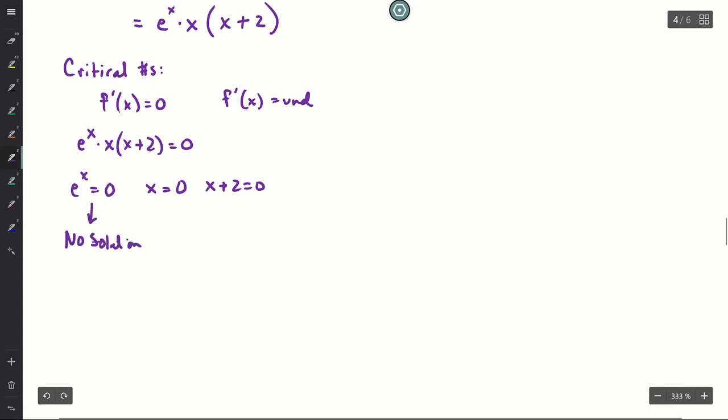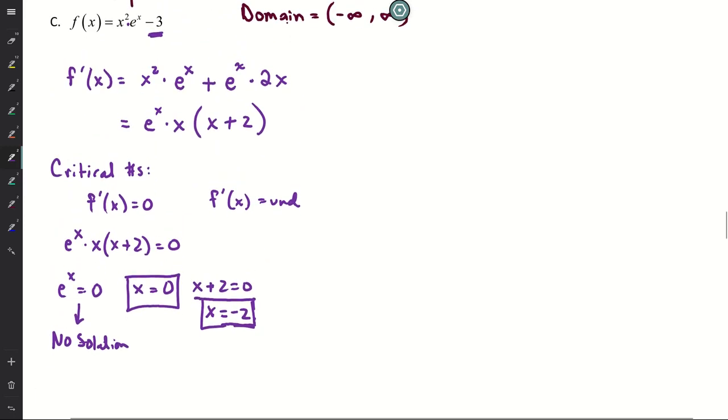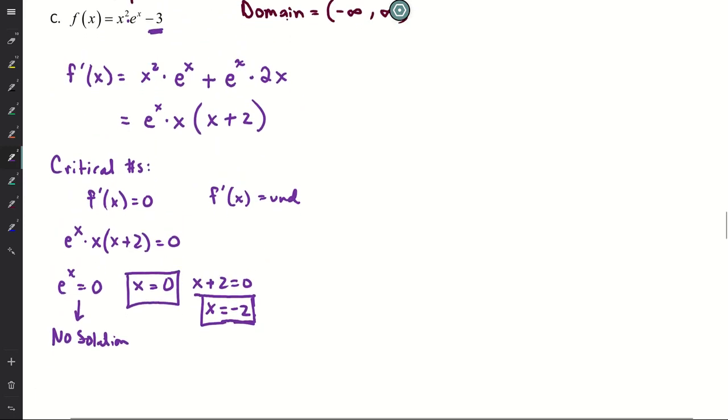The best way at this point to remember is just say, hey, I know e to the x can never equal 0. Okay, x is 0, that's actually already done, so that's going to be a critical number. And then here we're going to have -2 as the other critical number. Now, 0 and -2 are in the domain because we said the domain was all real numbers. All right, so at this point we'll go and we'll do our number line test with -2 and 0.